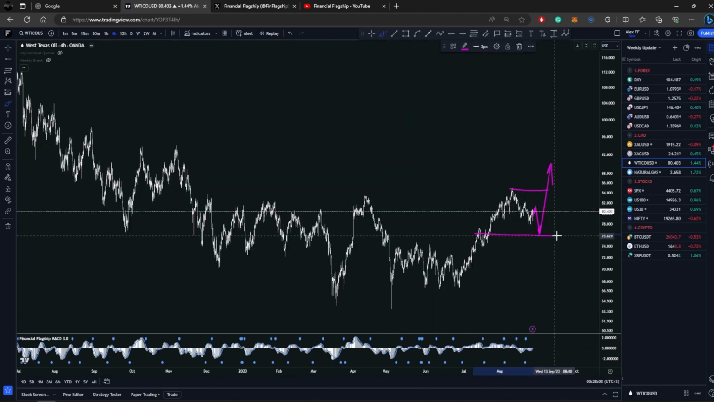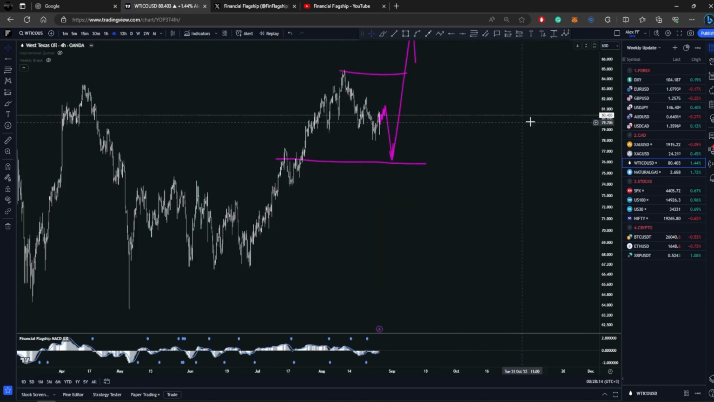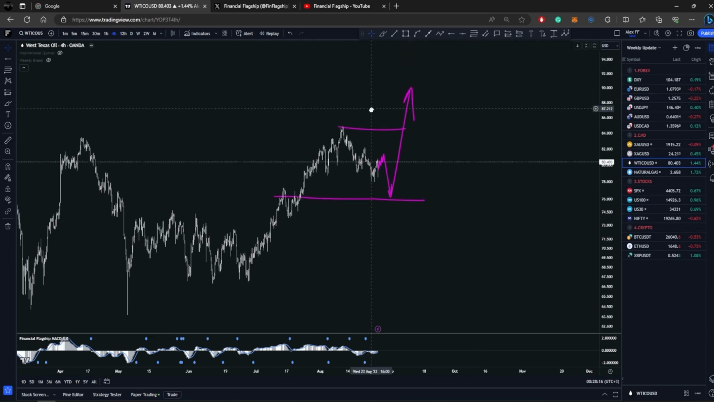We have plenty of liquidity sitting around this level, so we have to watch that level for a reaction. Okay, so let's wait again for oil. If nothing happens, we're going to focus on something else.